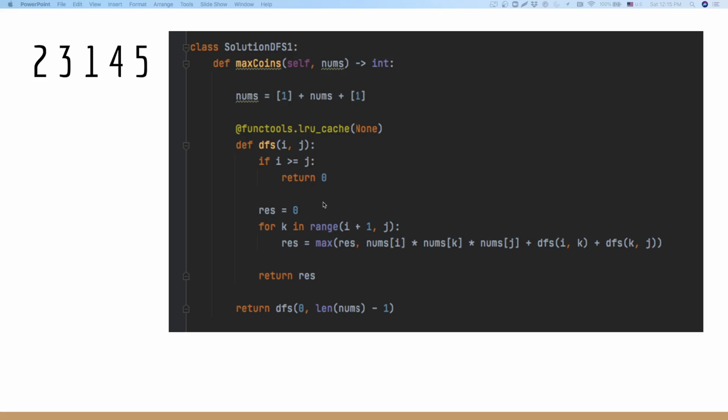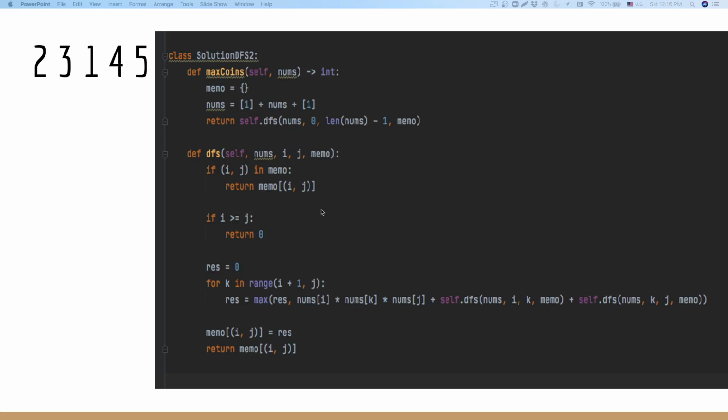Is it n square or n cubed? I think it's n squared. Okay, so let's go to the next slide and check how we manually cache that, and we're going to explain the cache as well.